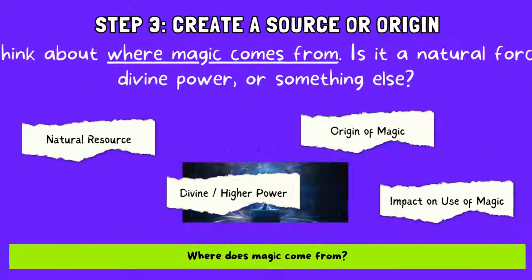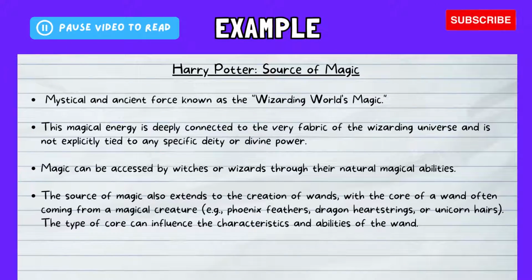For example, in Harry Potter, the source of magic is an ancient and mystical force deeply interwoven with the wizarding world itself. It is not explicitly tied to any deity or divine power, but appears to be a natural part of the magical universe. This source of magic empowers witches and wizards with their natural magical abilities and enables the existence of a diverse array of spells, charms, and magical creatures.